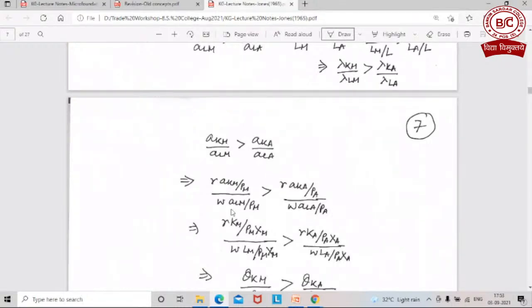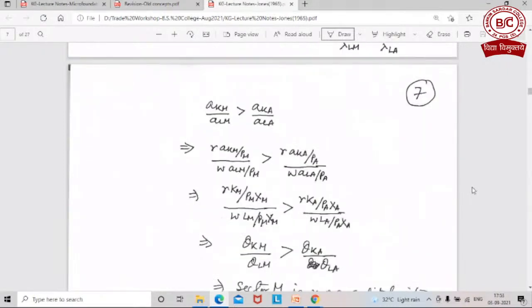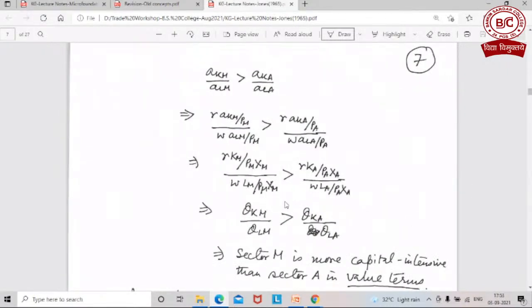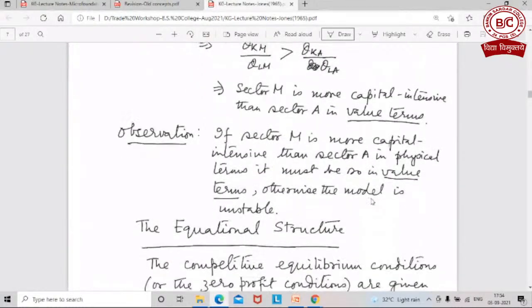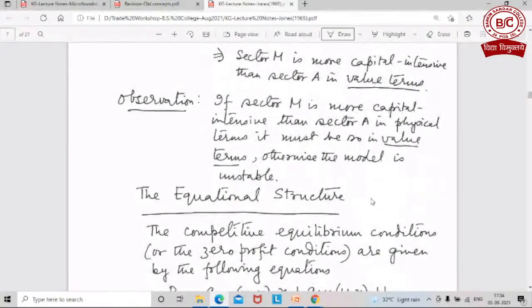Yes, sir. Now, what is this? R KM by PM XM? It's theta KM. What is this? W LM by PM XM? It's theta LM. So if we start with this, that sector M is more capital intensive than sector A in physical terms, we end with sector M is more capital intensive than sector A in value terms as well. This is measured in value terms because we have the values here. So these two must be the same. If sector M is capital intensive in physical terms, it must be so in value terms. Otherwise, the model becomes unstable. Is it okay?